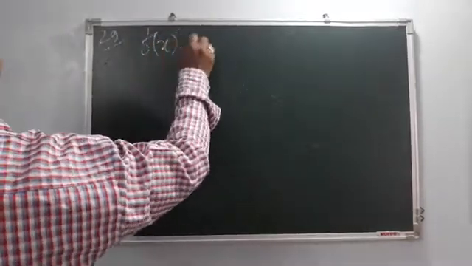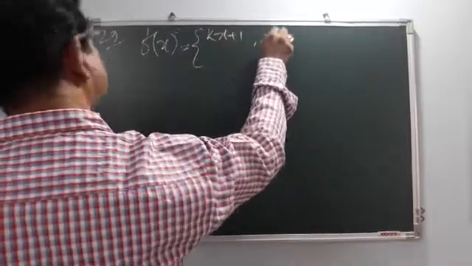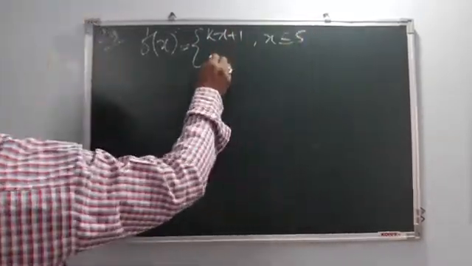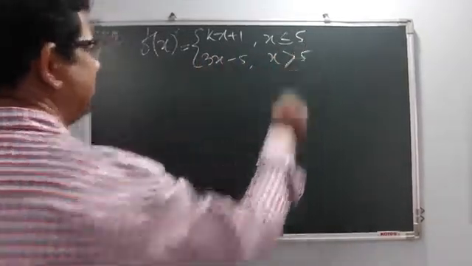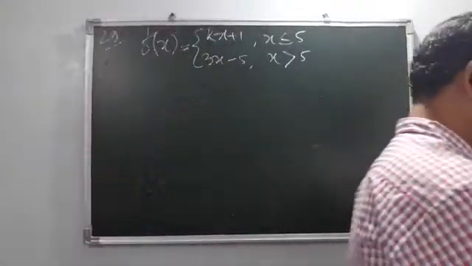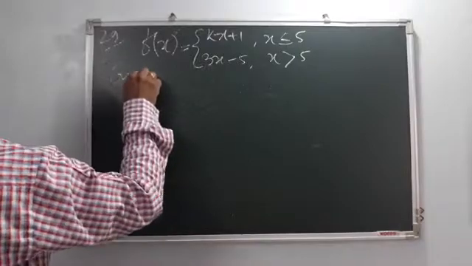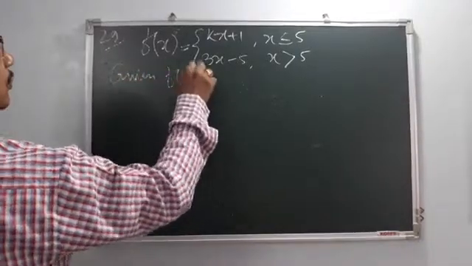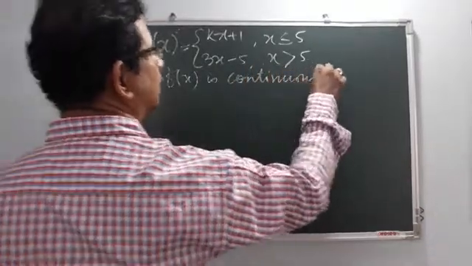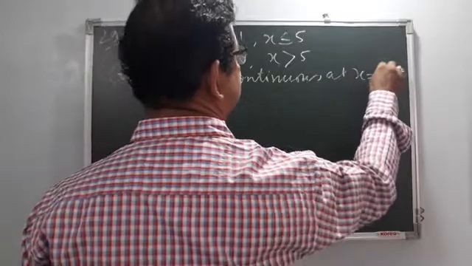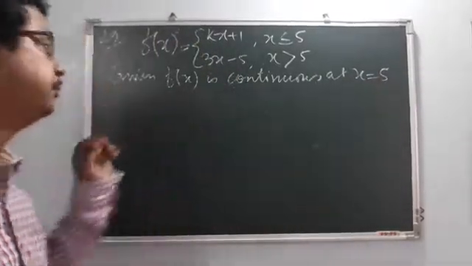f(x) here is given as kx plus 1 when x is less than or equal to 5, and it is 3x minus 5 when x is greater than 5. This is our question, and it is given that f(x) is continuous at x equal to 5. What is our target? To find the value of k.